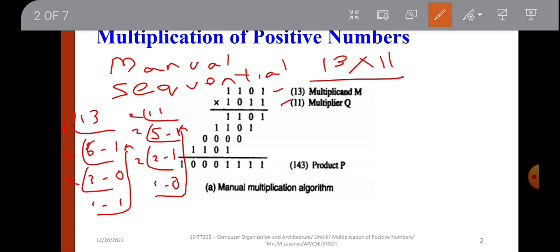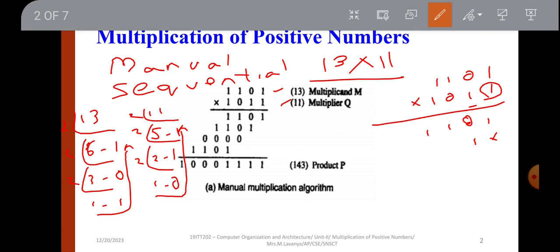In matrix multiplication, let's take it here: 1 1 0 1 and 1 0 1 1. First we have to start from the last bit. The last bit is 1. We have to multiply it with the multiplicand: 1 into 1 is 1, 1 into 0 is 0, 1 into 1 is 1, 1 into 1 is 1. Then we take the second bit, 1, but we will be placing it by leaving the last position. So we leave it here and start writing from here.